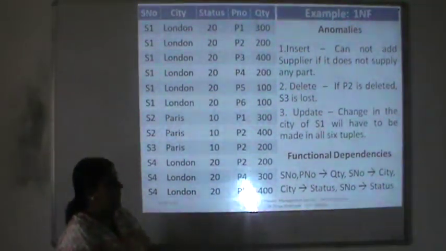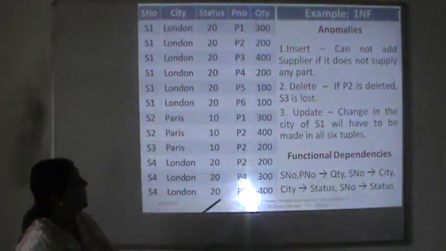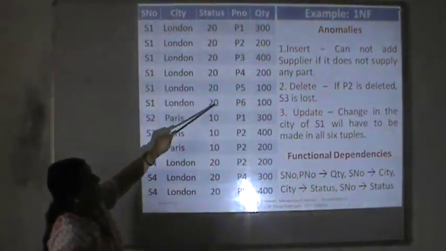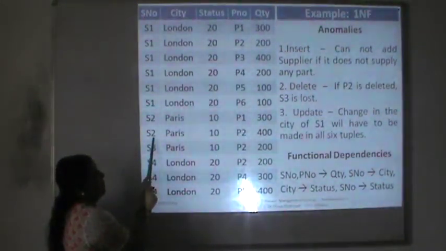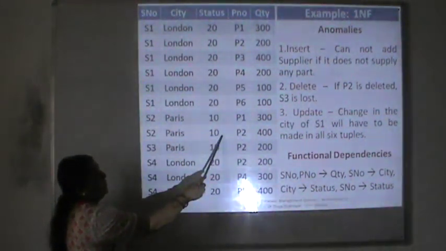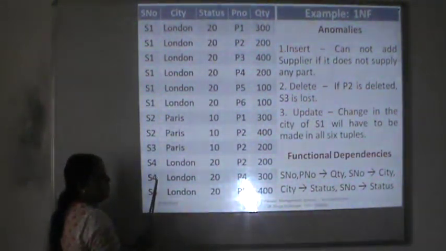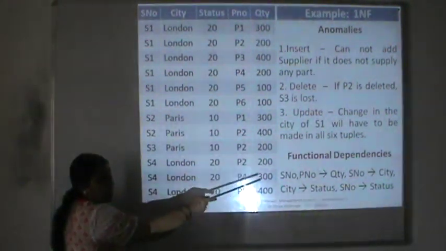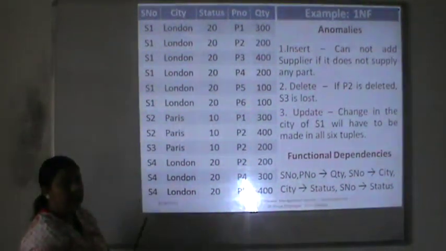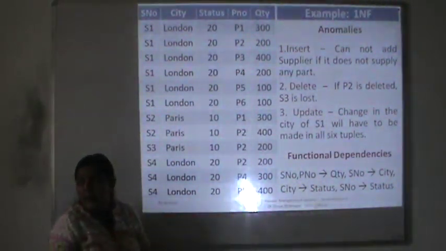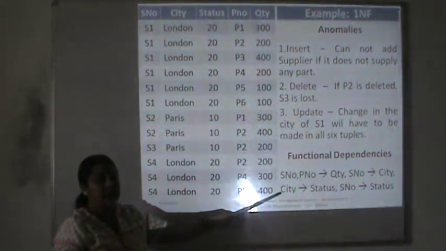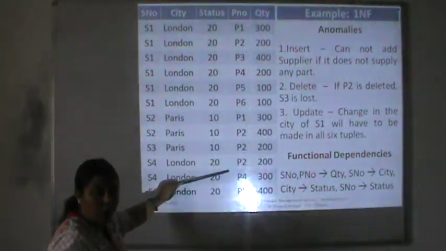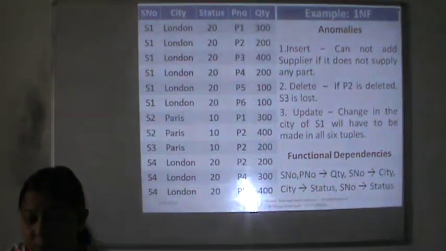The fourth one is supplier number determines status. We can easily make out that whenever we have the same supplier number, the status will be the same. When the supplier number is S2, the status is also the same. When the supplier number is S4, the status is also the same. So supplier number determines status also. These are the four functional dependencies that exist in this database design. Now, with the help of these dependencies, we will apply certain rules on this normal form to improve it into a better one.